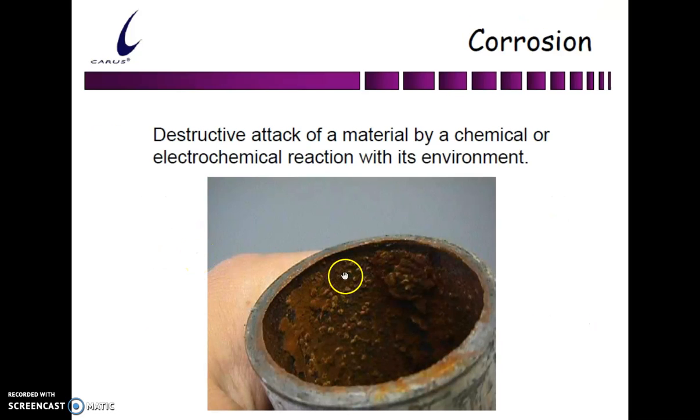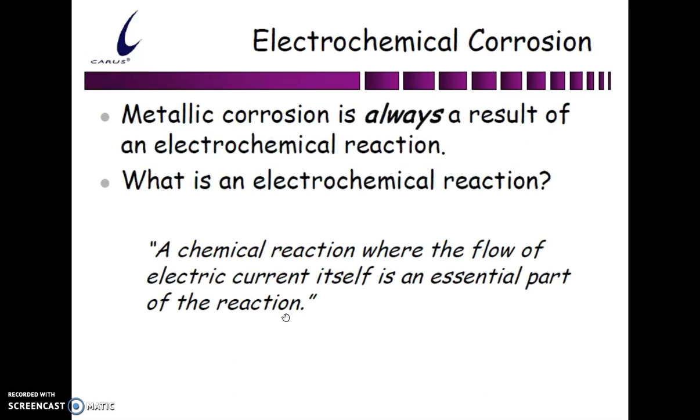So what happens is that water will attack the inside of a pipe, and again, the steel and the iron and the other metals that are inside this pipe, they want to return back to their natural state. And to do that, the water acts through an electrochemical reaction to break down the metals. Metallic corrosion is always a result of an electrochemical reaction. So what is an electrochemical reaction? Well, it's a type of chemical reaction where the flow of the electric current itself is an essential part of the reaction.